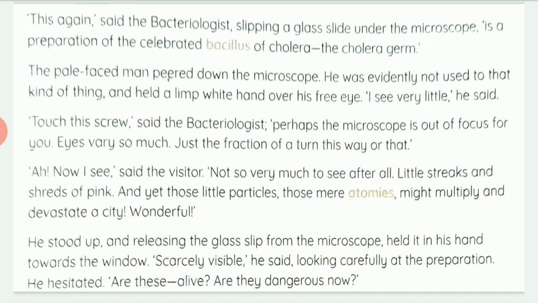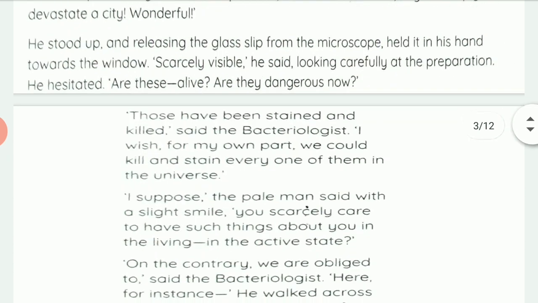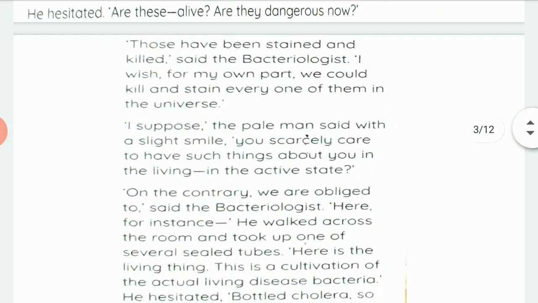Were they dangerous? Of course, if they were alive, then they would have been dangerous. To this, the bacteriologist replied, "Those have been stained and killed. That is, they have been discolored, they have been killed." "I wish, for my own part, we could kill and stain every one of them in the universe."